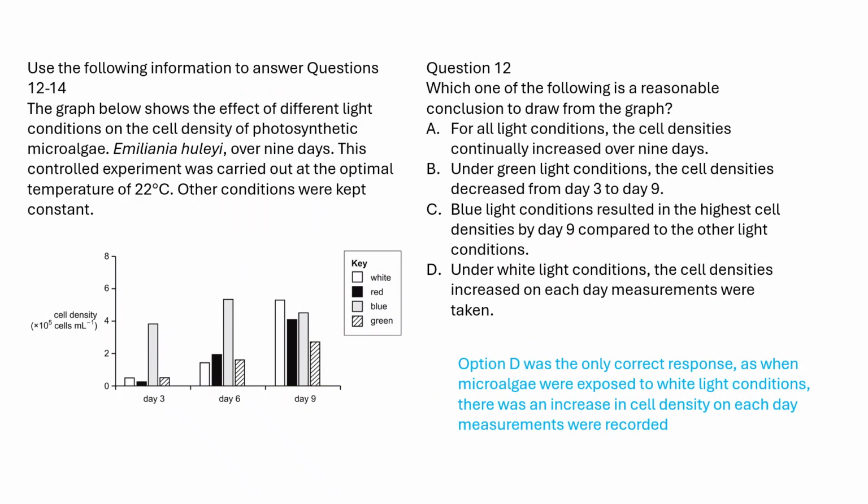This experiment examined the influence of various light conditions on the cell density of photosynthetic microalgae. Under white light conditions, cell densities demonstrated a consistent increase across all measurement days. Notably, blue light conditions produced the peak cell densities by day 6 when compared to the other light spectra. Conversely, green light conditions were associated with a reduction in cell densities from day 3 to day 9.